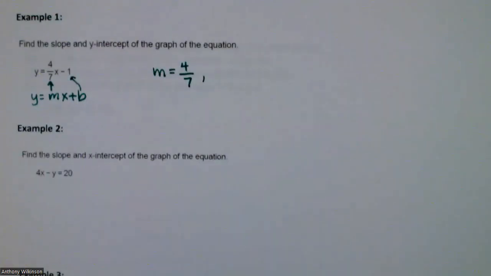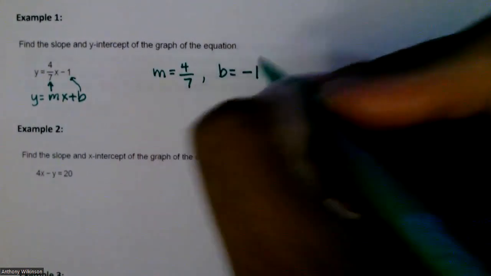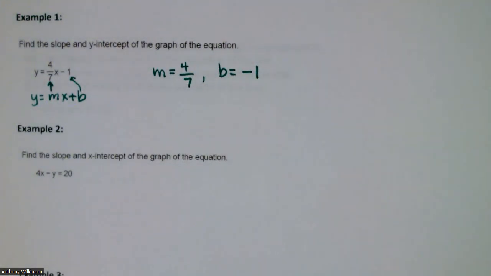The b is the number added to or subtracted from. And in this case, it's -1. So that means your y-intercept is -1. So here the slope is 4/7. The y-intercept is -1.